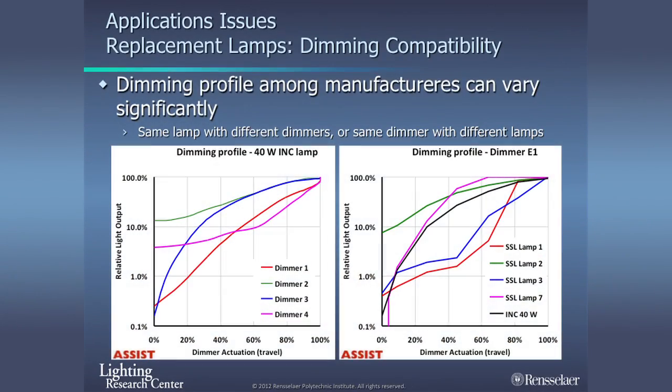So what's happening with a lot of these products is you get these funky, what we call dimming profiles. So this is 0 to 100% light output.